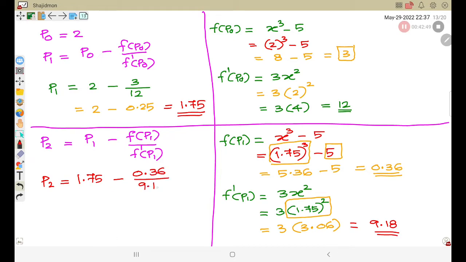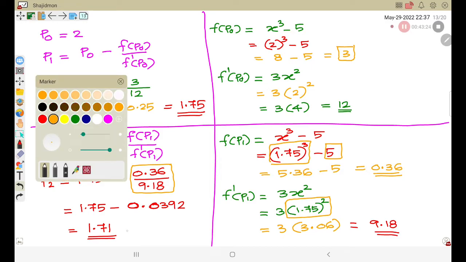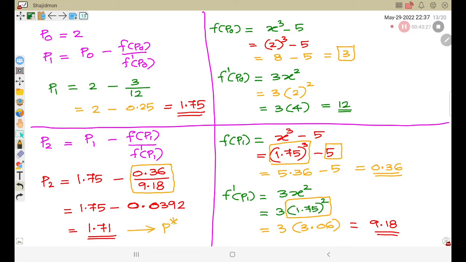Okay. Now apply here: P2 equals P1, which is 1.75, minus f of P1, which is 0.36, divided by f dash of P1, which is 9.18. Calculate this using 3 digits rounding, so that we will get 0.0392. The initial zeros will not count. So the first digit is 3, second digit is 9, third digit is 2. Okay, rounding. So what answer do we get? 1.71. This number we call the approximate solution, or P star value. P star equals 1.71.